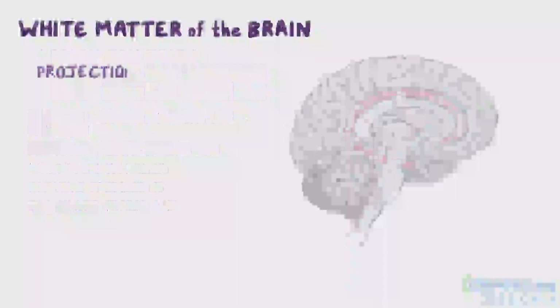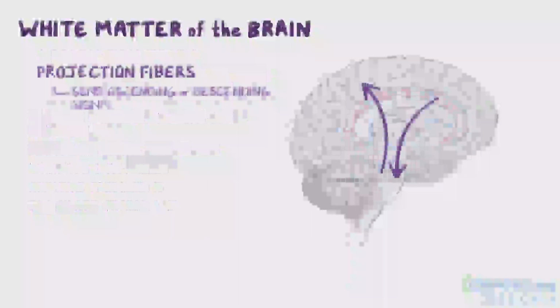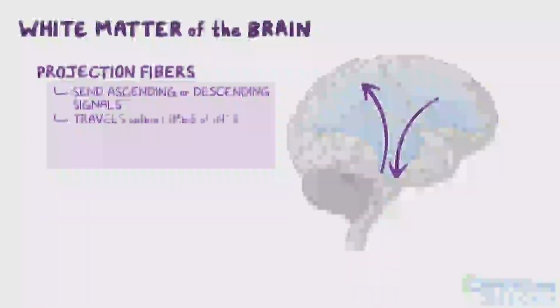Finally, the projection fibers are axons that send either ascending or descending signals and travel within the limbs of the internal capsule. These fibers connect the cerebral cortex with other nervous system structures, like the thalamus, brainstem, and the spinal cord.